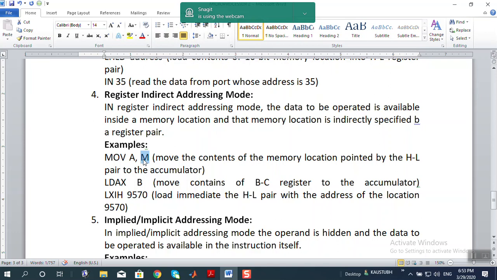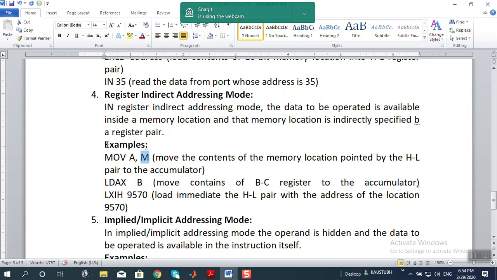But provided that the memory address of that memory location must be stored presently within the HL register pair. Only HL, not the BC, not the DE, only HL. Okay, so M specifies the memory location whose address is currently present inside the HL register pair.